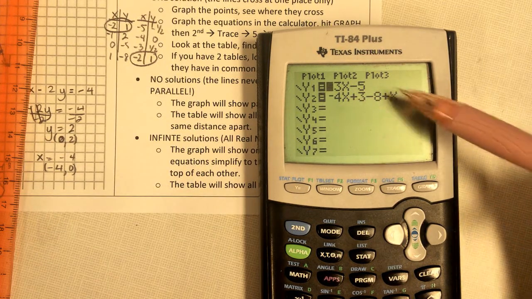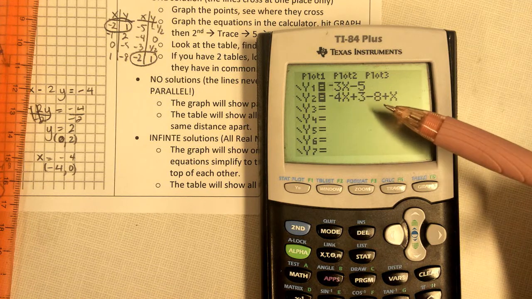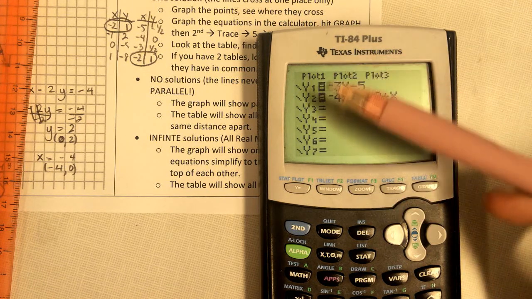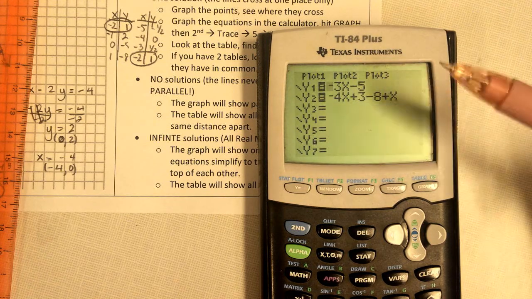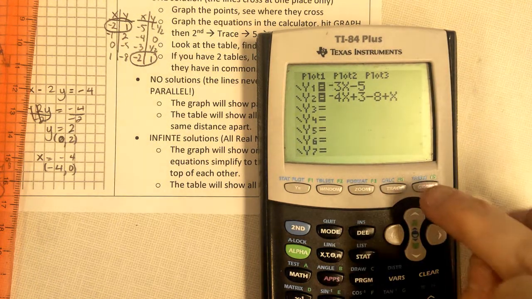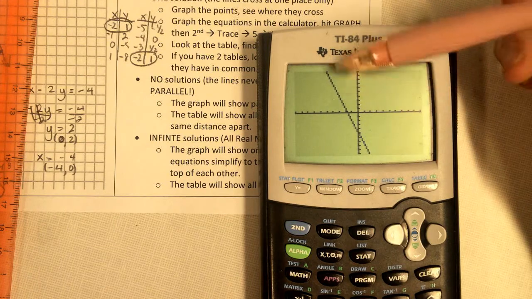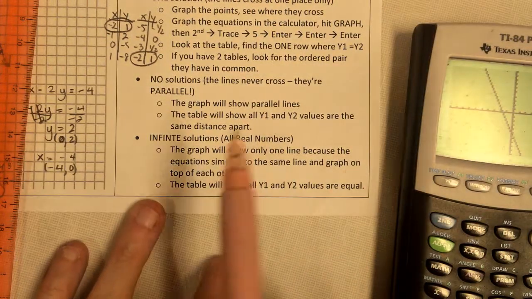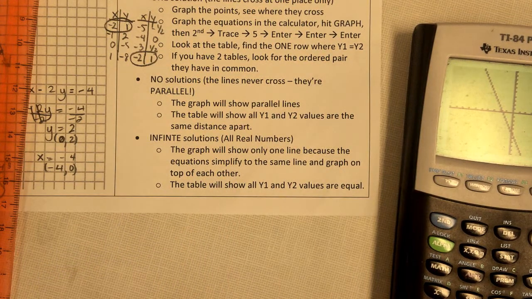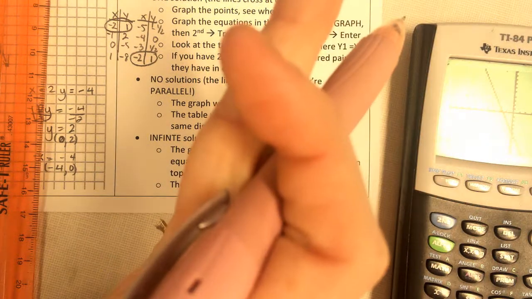So negative 4x plus x is negative 3x. 3 minus 8 is negative 5. So these two lines, they're different equations, they're different expressions, but they simplify to the same thing. And what that means is when this line graphed, it graphed the line, then it graphed the exact same thing. So what you're seeing is it shows one line because they simplify to the same line and they literally graph right on top of each other.